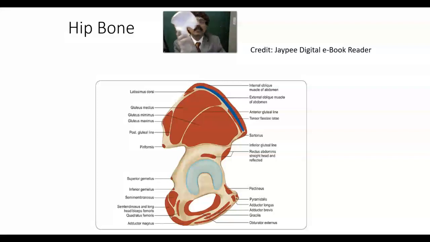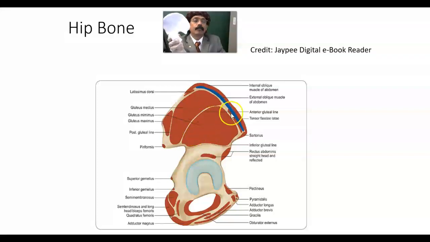We have three gluteal lines. The posterior gluteal line is here. The anterior gluteal line is here. The inferior gluteal line is here. The muscle behind the posterior gluteal line is the gluteus maximus muscle, and the muscle between the anterior gluteal line and the posterior gluteal line is the gluteus medius. The muscle between the inferior gluteal line and the anterior gluteal line is the gluteus minimus muscle.